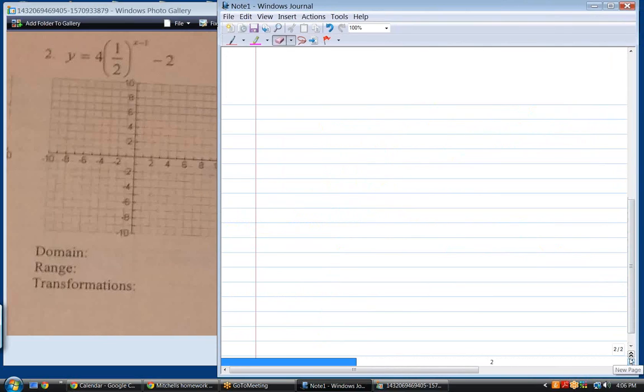What's the elementary function here? Which would be 2 to the power of x. Well, it would be 1/2 to the power of x. Only because we have a 1/2 there and we got an x minus 1, but if I'm looking for an elementary function that's being transformed, it would be 1/2 to the x.